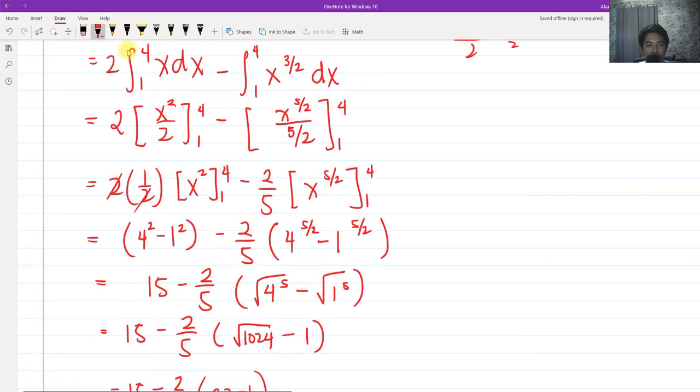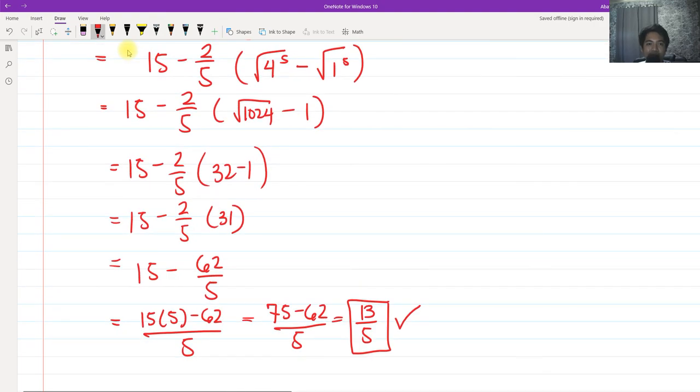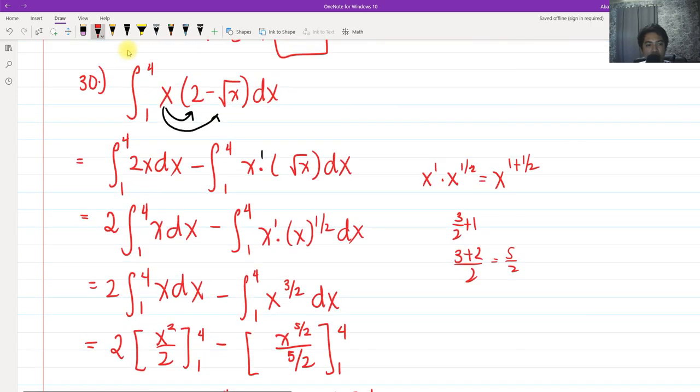So we have 4 raised to 5 equals 1024. My bad for writing it as 256. It's only 4 raised to 4. I forgot we have 4 raised to 5. So that's the square root of 1024. So we have an answer of 13 all over 5 for our problem here.